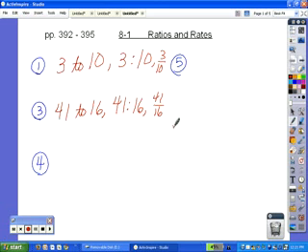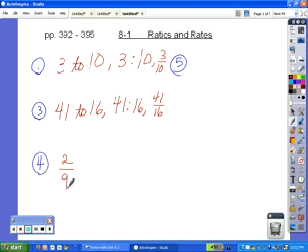Number 4 wants us to write 3 equivalent ratios to compare the number of red hearts in the picture to the total number of hearts. Again, we have to pay attention to order. And they're first asking us to list the number of red hearts, which is 2, to the number of total hearts, which if we count them all up, that would be 9.